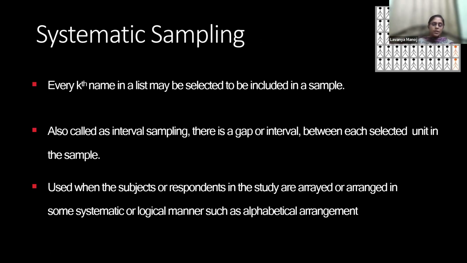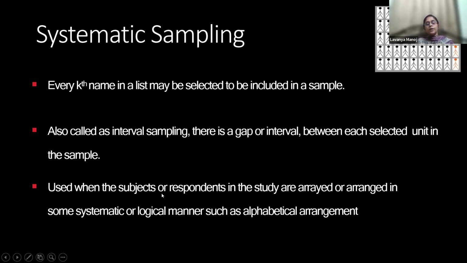So you have a sample size of 100. You cannot select all 100 for going on with the research. So what you're doing is selecting every fifth member as a sample for conducting the research, asking their feedback. It has another name. It's called interval sampling. So there is a gap or interval between each selected unit of the sample.